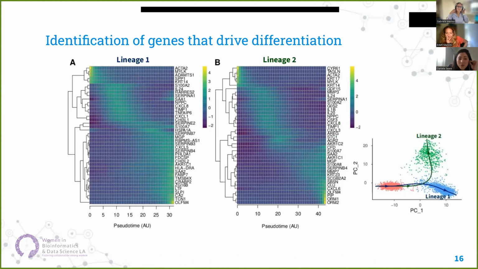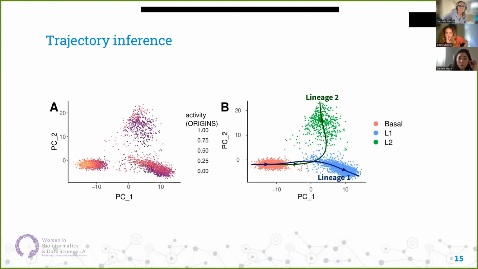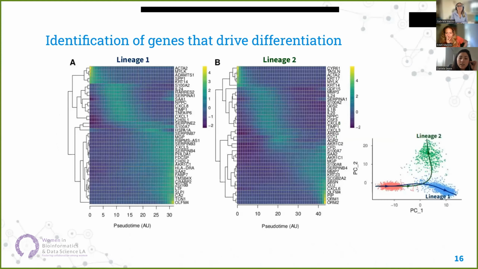So once we have performed trajectory inference, we can identify the genes that are correlated with pseudotime for both lineages. These genes are the ones that drive differentiation. This is what we have done here for both lineages. Here are the genes that are important in this differentiation process.